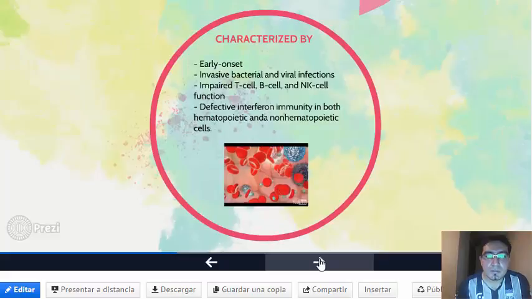Characterized by early-onset invasive bacterial and viral infections, parasites, and defects in T cell, B cell, and NK cell function. Definition: a differentiation defect affecting immunity in both hematopoietic and non-hematopoietic cells.